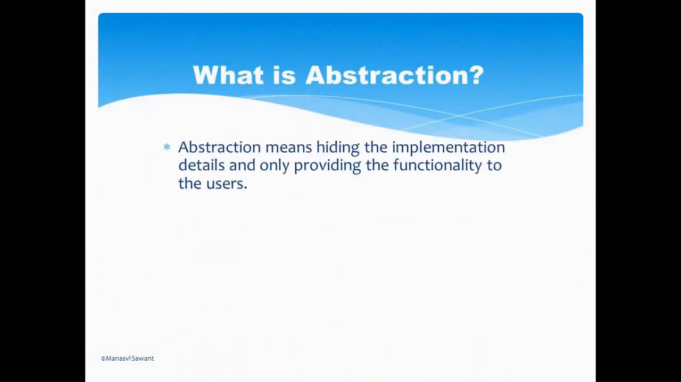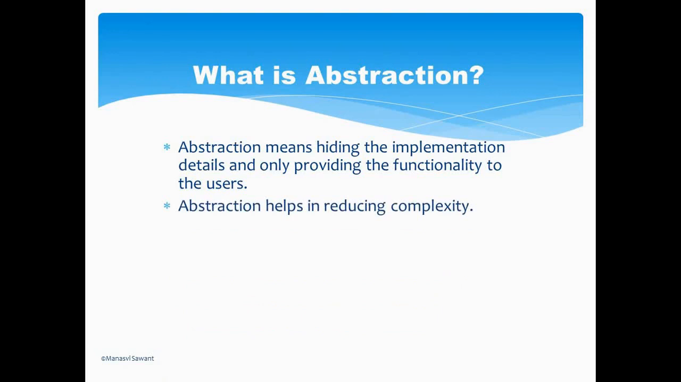What is abstraction? First point, abstraction means hiding the implementation details and only providing the functionality to the user. As for example, if a person is using a remote to switch on the TV, he only knows how to click on the remote to switch on the TV, but he doesn't know how that remote is working. So this is abstraction. Next point, abstraction helps in reducing complexity.